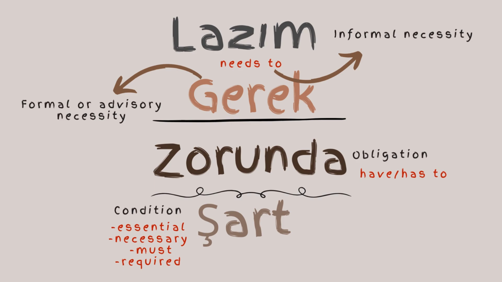If your sentence, the need of it, converts to I need to, they need to, you need to, and it's informal necessity, choose lazım. If it's a need to, but it's like an advice or a formal necessity, use gerek. Now, if it's like an obligation and the sentence is have to, I have to, or she has to, use zorunda.